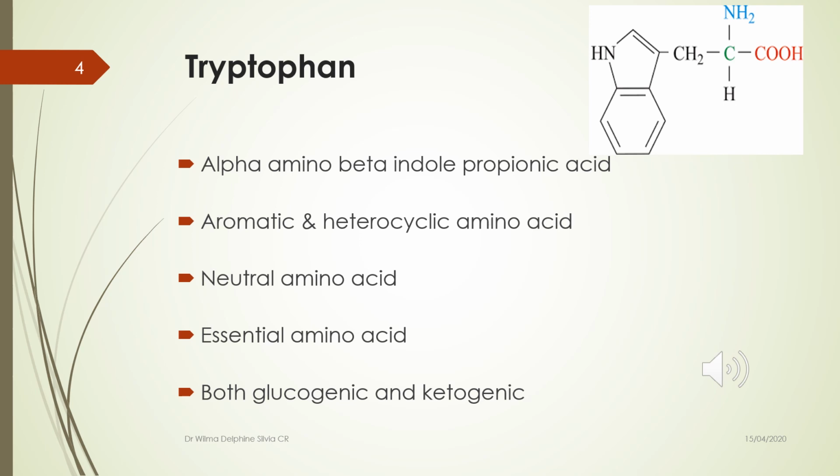The first amino acid to be identified as an essential amino acid is tryptophan, which is an indole ring containing amino acid. Chemically, it is alpha amino beta indole propionic acid, which is aromatic as well as heterocyclic amino acid, which is neutral in nature, and it is both glucogenic as well as ketogenic.